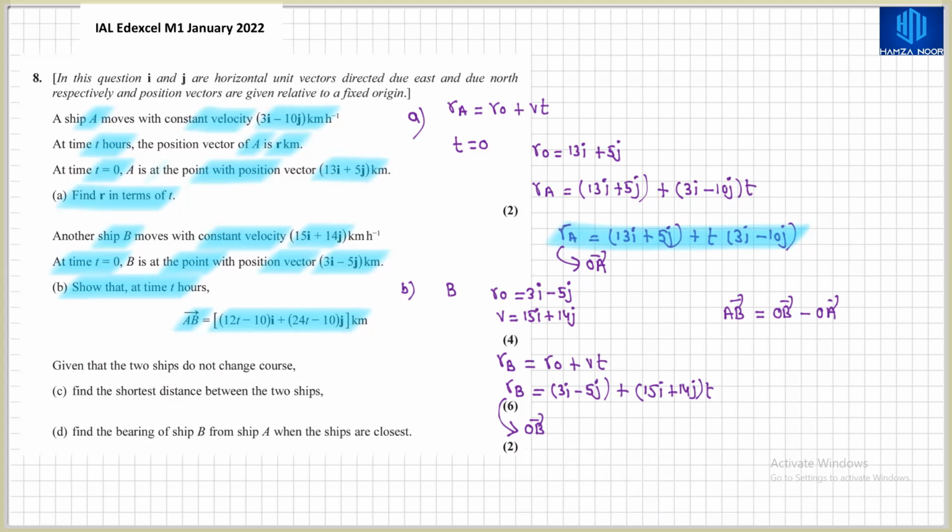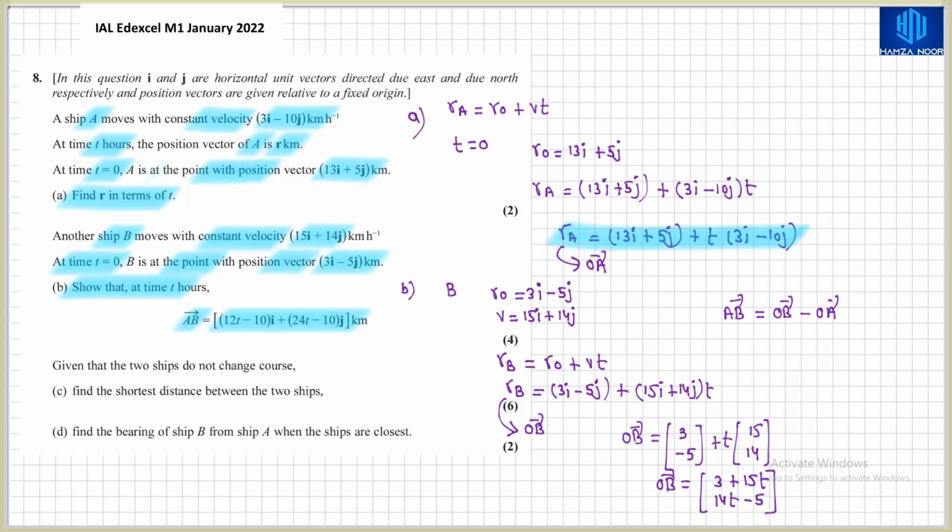So now we are going to find the expanded form of the OB vector and OA vector respectively. For the OB vector, I can say that this is equal to (3, minus 5) plus t times (15, 14). So basically I'm using the column vector form. So OB is equal to 3 plus 15t, and the j component is 14t minus 5.